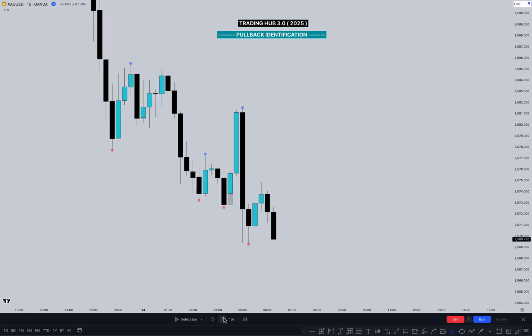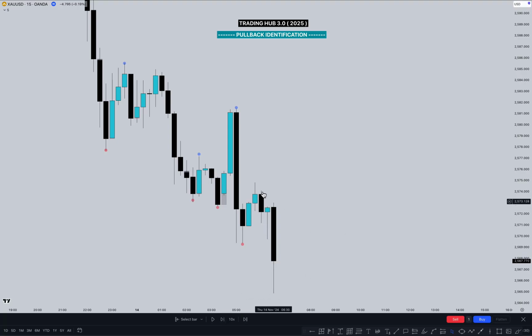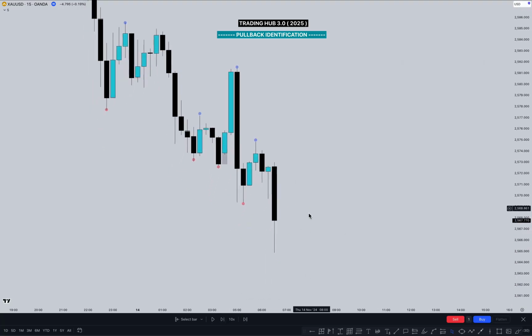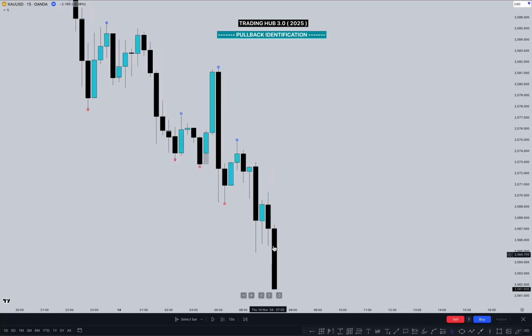Okay. Let's see what happened next here. Break this one. After break this one, again we need to wait for it to break the previous candle high to confirm a valid pullback is here. In this case, we can see here market break the previous candle high is here to confirm a valid pullback is here. Right. No, this one is not a valid pullback.